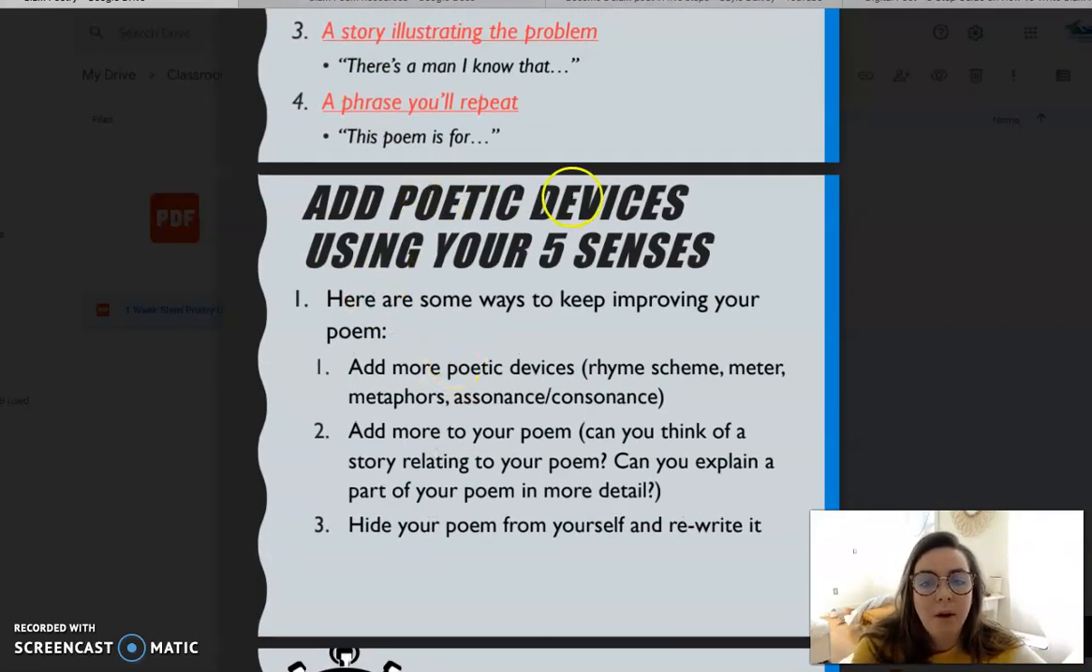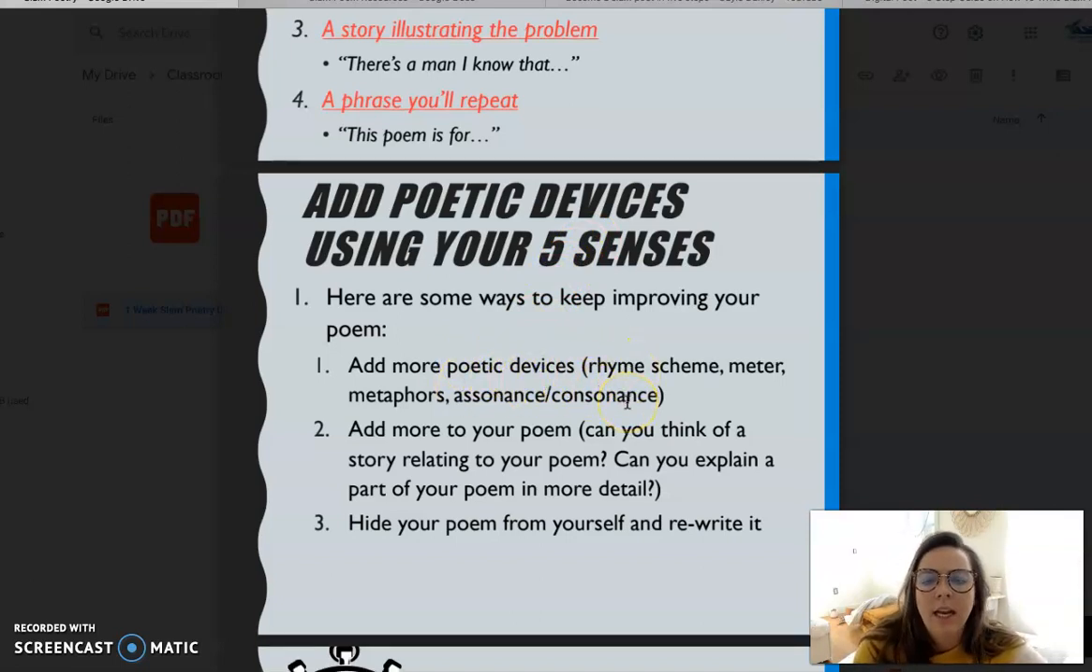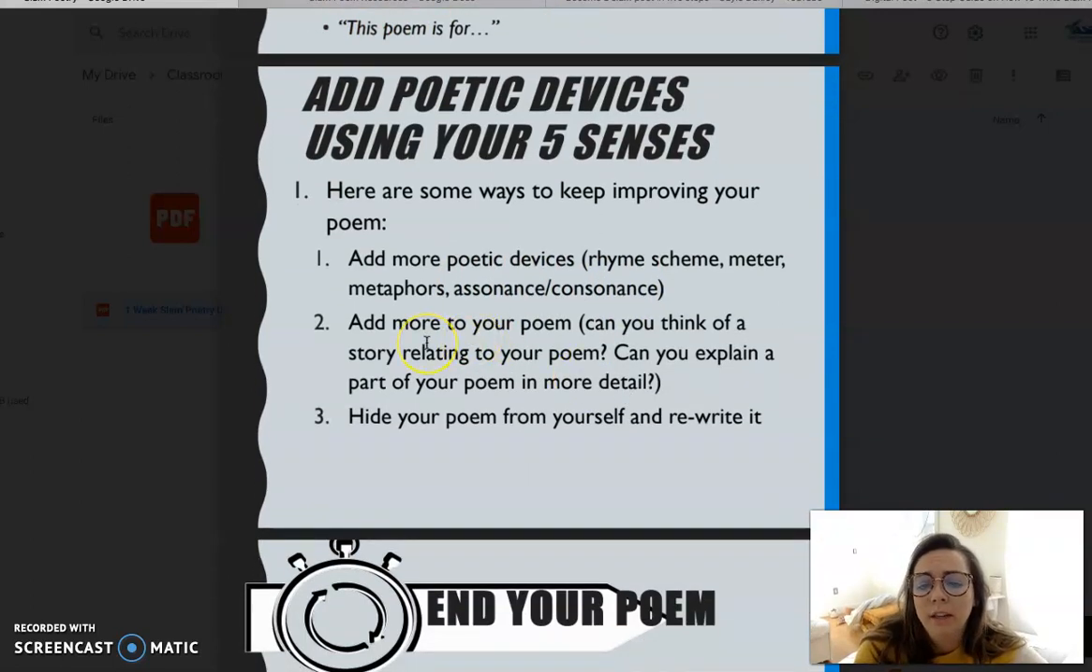Another tip is to add poetic devices using your 5 senses. So add more poetic devices once you have your first draft going. Go back, add rhyme scheme, add meter, add metaphors, assonance, consonance. Can you add a story to your poem? Can you explain it in more detail than just a quick synopsis? Can you really go in and get specific and give those 5 senses, those details, the way she smelled, the way the air felt on your skin, okay?